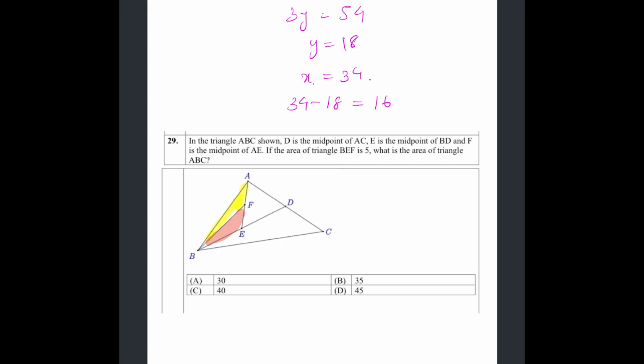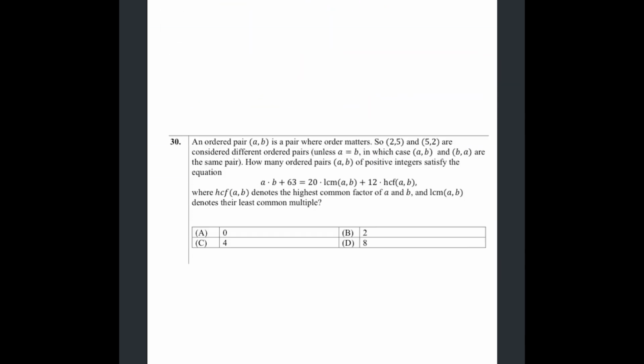So BEF is 5, so this will also be 5, and similarly E is the midpoint of BD, so the area of ABE will be equal to the area of AED, this triangle here. So that area will be 10. Similarly, D is the midpoint of AC, so this big triangle's area will be 5 plus 5 plus 10, which is 20. So the area of triangle ABC is 5 plus 10 plus 20, which is 40. So it's option C.